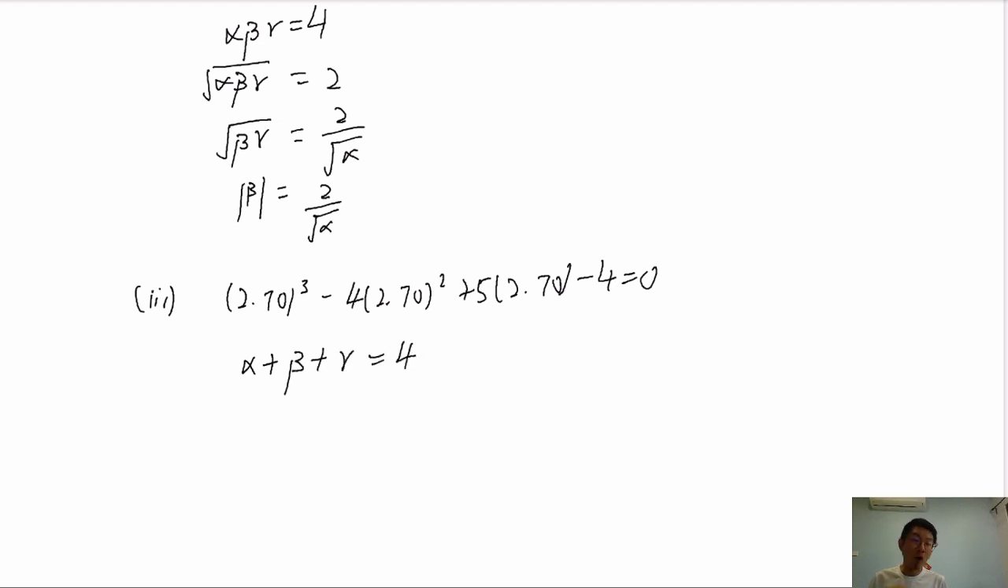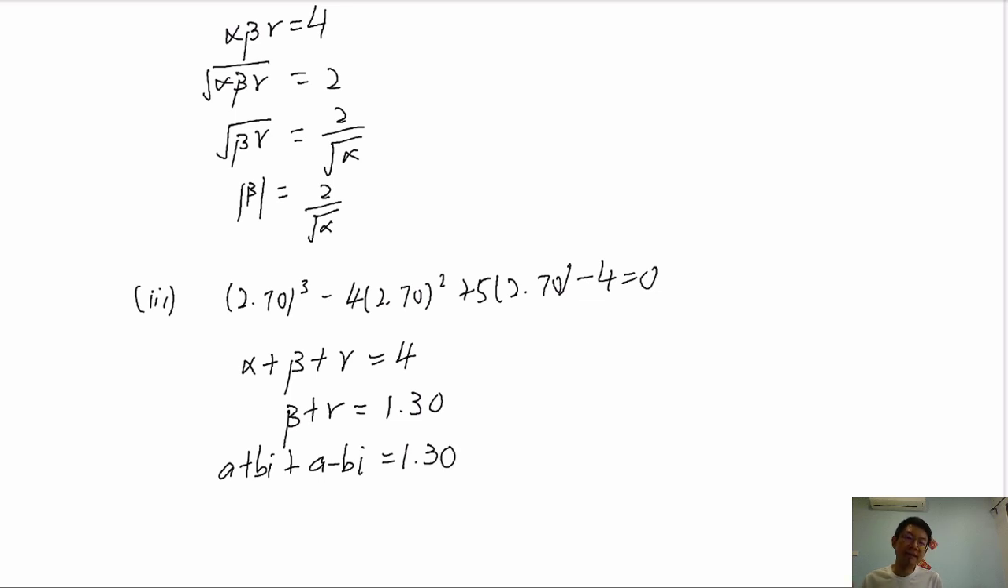So this is equal to 4. Okay, negative b over a. So we already know the value of the alpha, they already give us, which is 2.70. So it gives us that beta plus gamma is 1.30. So what are our beta and gamma? They are just a plus bi and a minus bi.